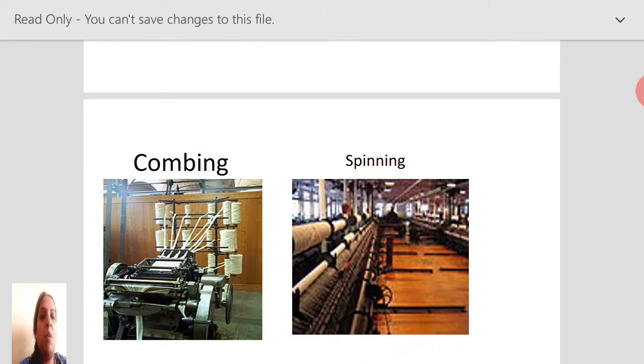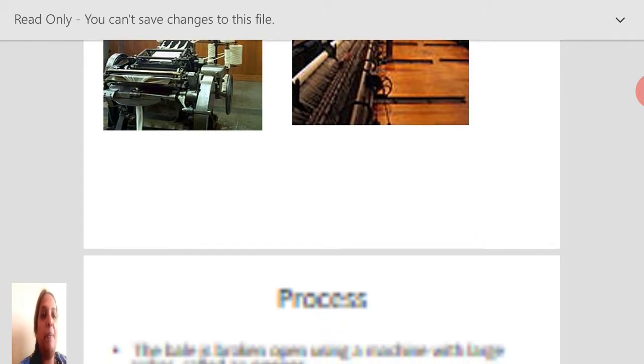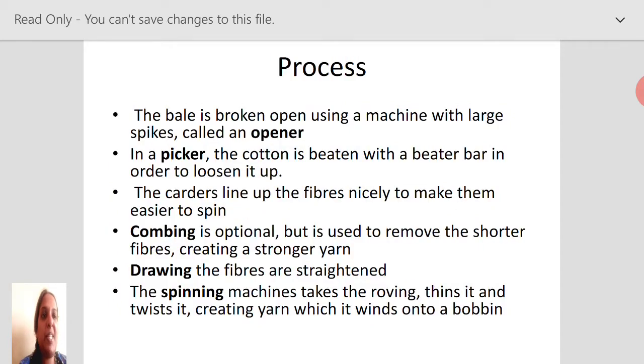This is the combing process. As I already said, combing is optional. That depends upon the industry. It is just to remove the short fibers as well as to increase the strength of the yarn. And finally comes your spinning unit, where the threads will be spun up and taken onto the bobbin. So this is the process we have discussed. We will discuss that in detail.